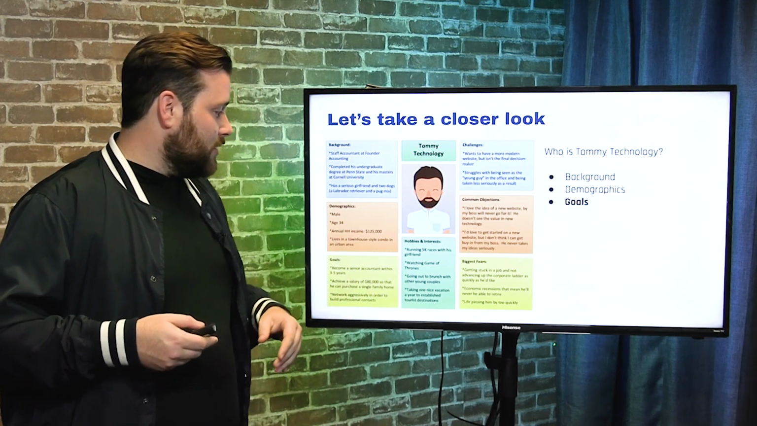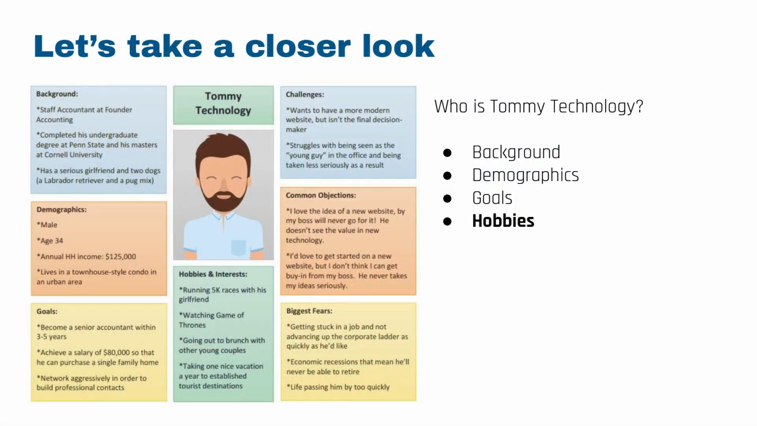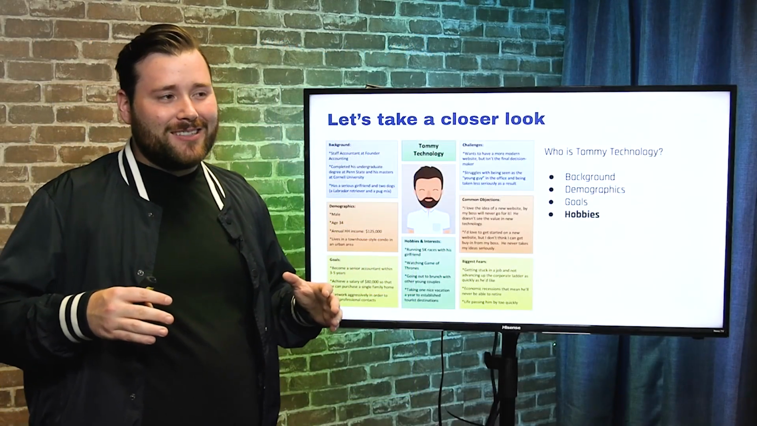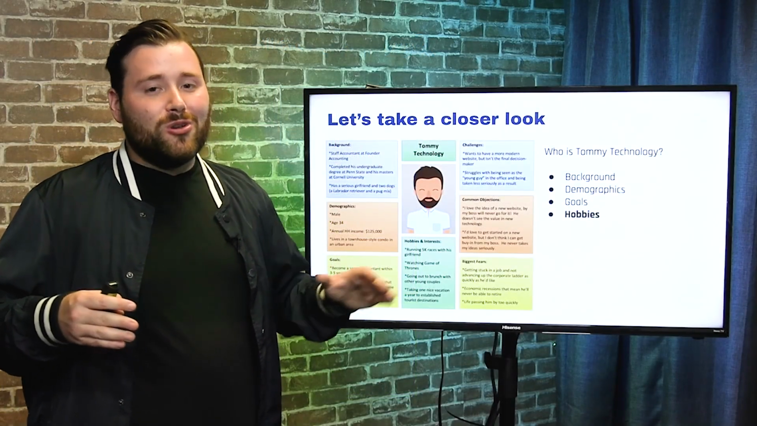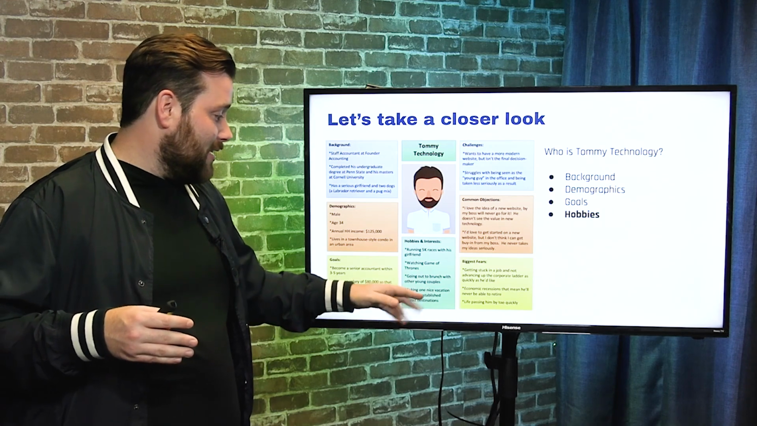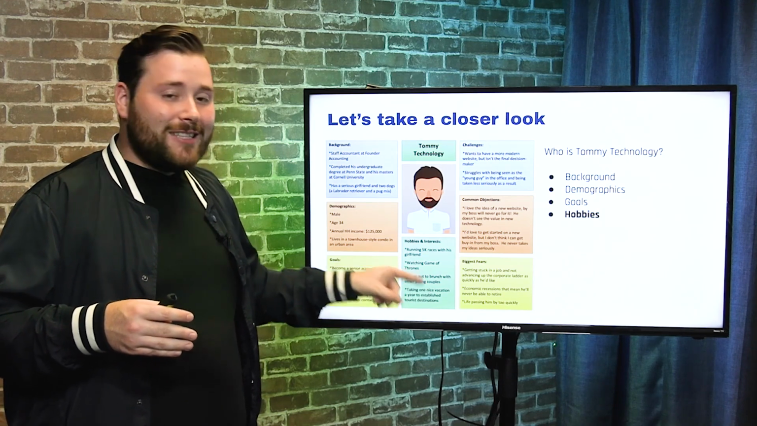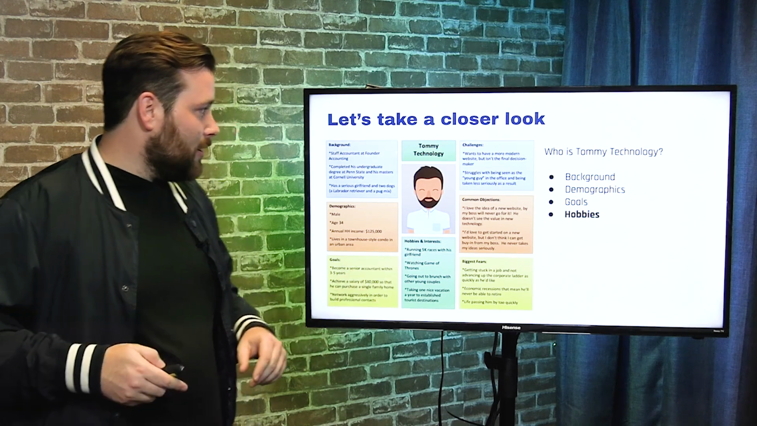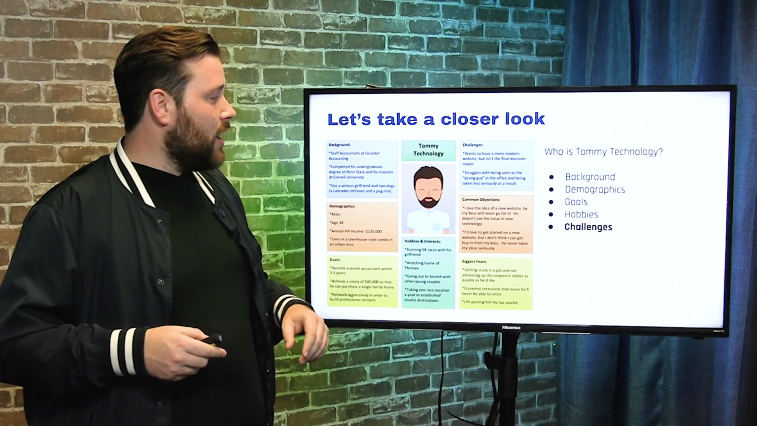His hobbies and interests include running 5K races with his girlfriend, watching Game of Thrones, going out to brunch with other young couples, taking one nice vacation a year to established tourist destinations, right? So he's probably not the riskiest guy. He probably likes to kind of go with the flow. Social proof is going to be something that's important to him because, again, he likes to go to established tourist destinations, right?